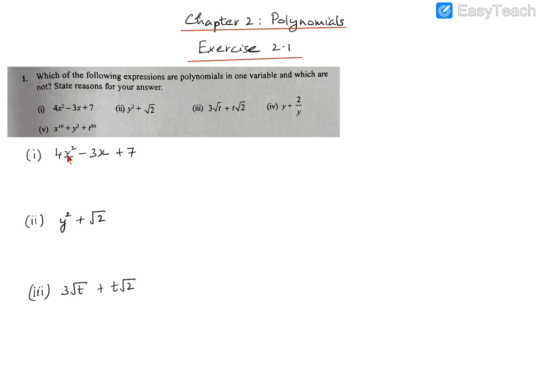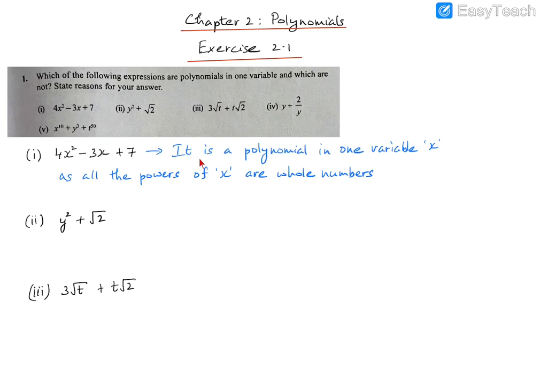Clearly here the power of x is 2 in the first term. In the second term, the power of x is 1, that is 3x power 1. And in the third term, for the constant, we know the constant term corresponds to x power 0. It is 7 into x power 0. x power 0 is 1, so 7 into 1 is 7. So clearly, it is an expression in one variable, and it satisfies the condition for being a polynomial in the sense that all the exponents for the variable are whole numbers, 2, 1 and 0. So therefore the first one, 4x squared minus 3x plus 7, is a polynomial in one variable.